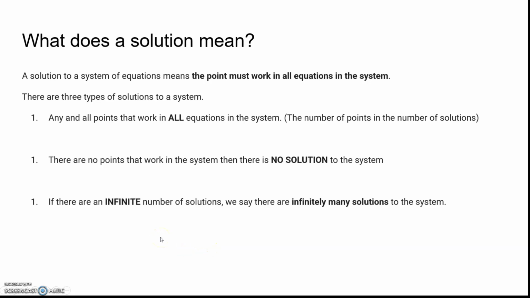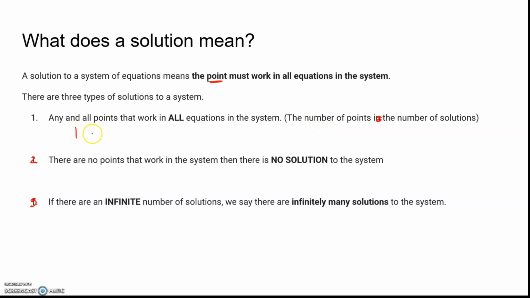What does a solution mean? Well, a solution to a system must satisfy all of the equations in our system. That means that there is a point where all of our lines meet, right? There are 3 types. Oh, these are mislabeled. 1, 2, and 3. We'll call that right here. Any and all points that work in all equations is an answer, is a solution. The number of points is the number of solutions.